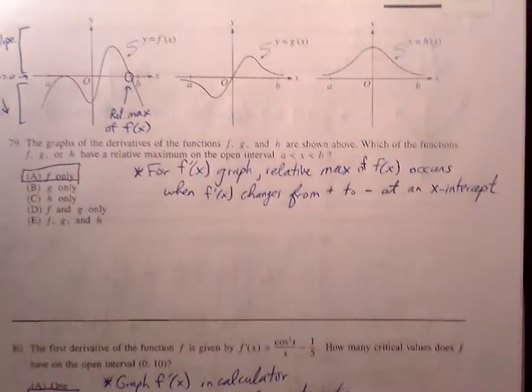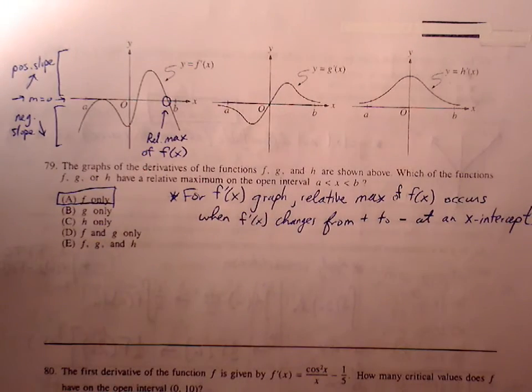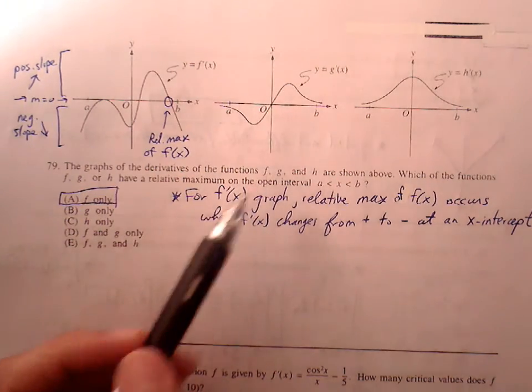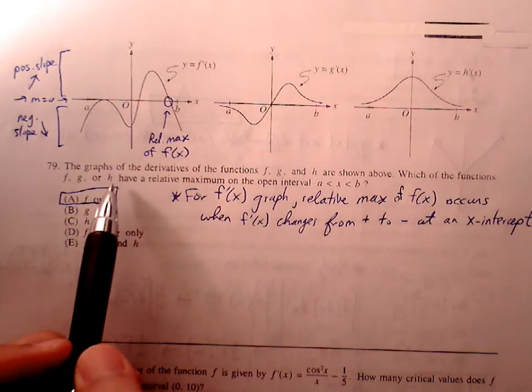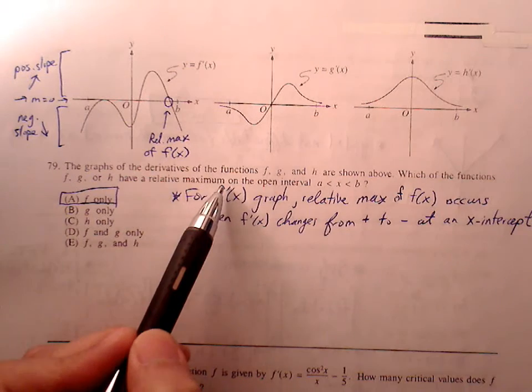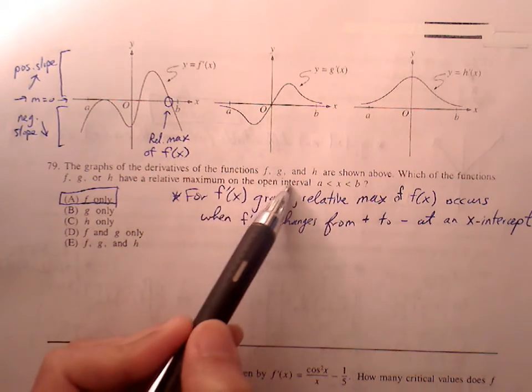Okay, 79. We have the graph of the derivative of the functions shown. So these are f prime, g prime, and h prime. Which of the functions have a relative maximum on the open interval?